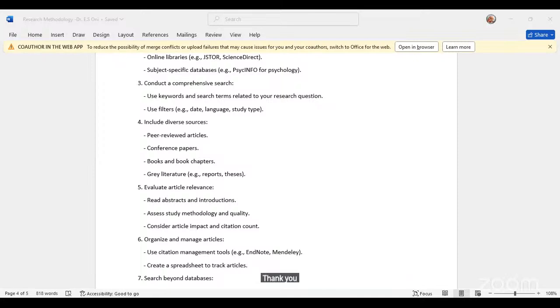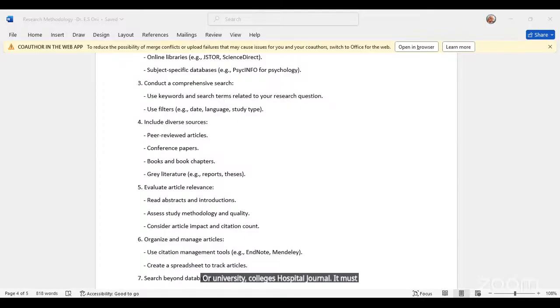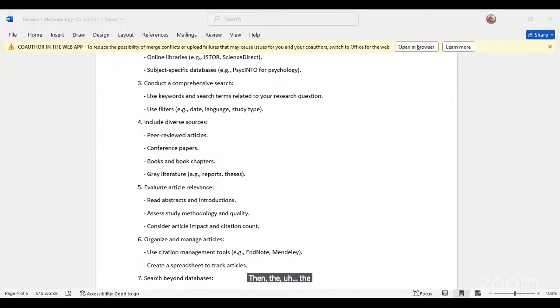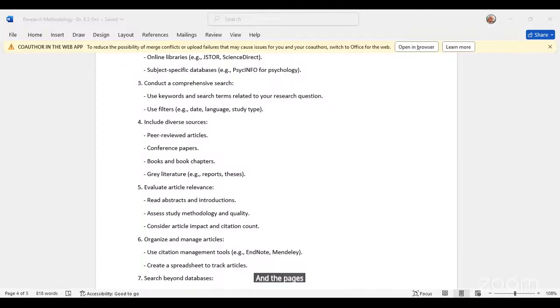Thank you. So the name of the journal, like if you want to remember, the Hospital Management Board, or University College Hospital Journal, it must be italicized. You can see it's italicized in our example. Then the volume comes first, 54, and the issue is 2 in brackets. The issue must be in parentheses, comma, and the pages are 209 to 222, full stop.